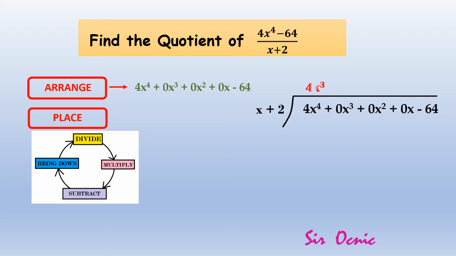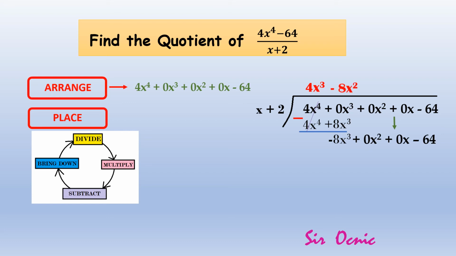4x to the fourth divided by x is equal to 4x cubed. Multiply 4x cubed to x plus 2. We will then have 4x to the fourth plus 8x cubed. Subtract the terms. We will then have 0 and negative 8x cubed. Bring down the remaining terms.